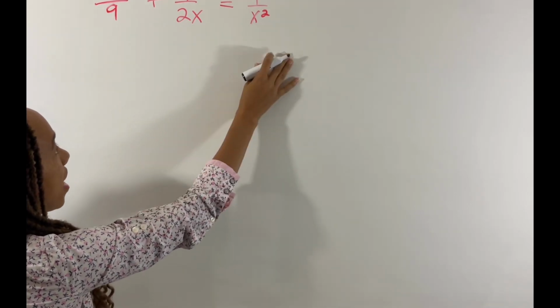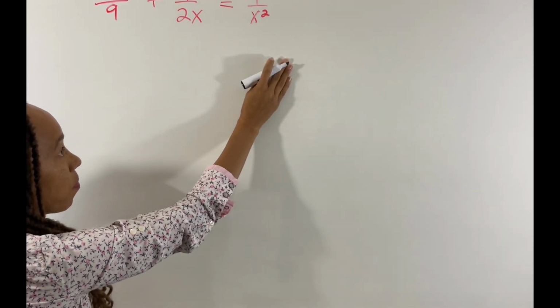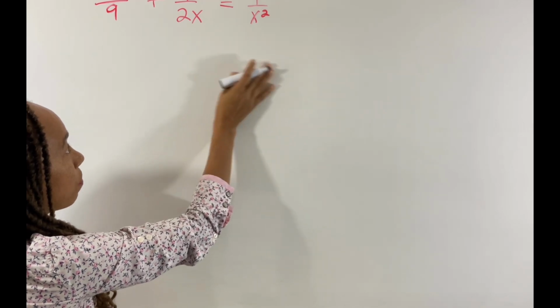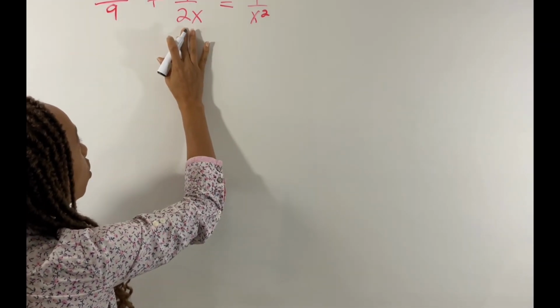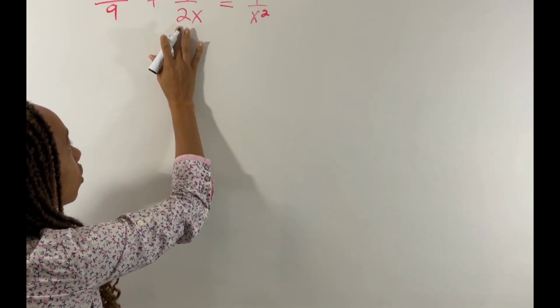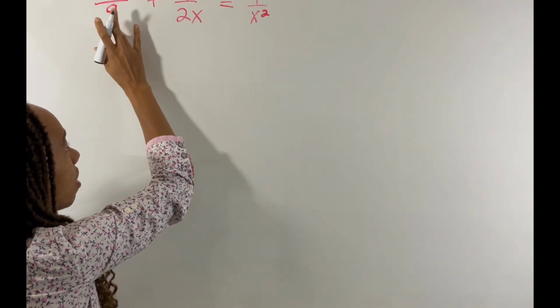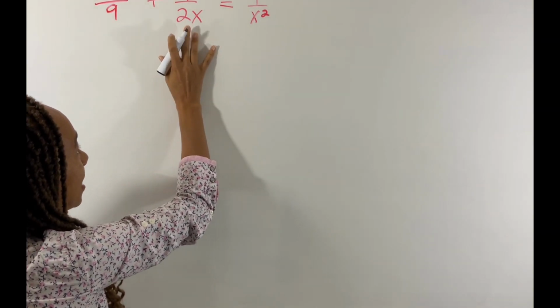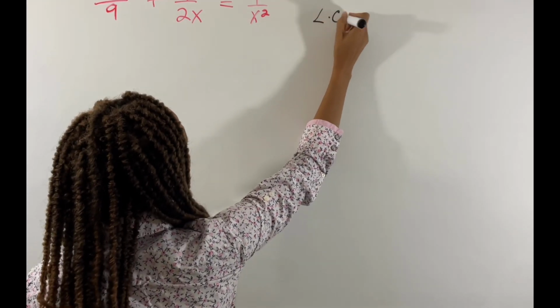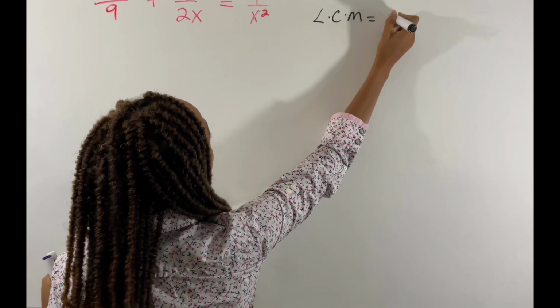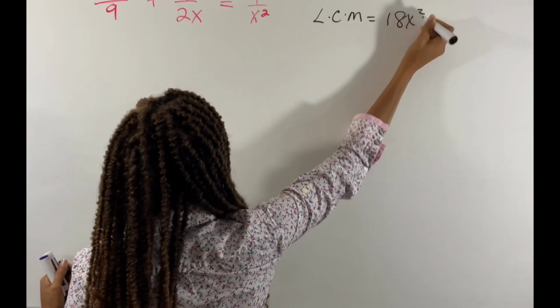So you're going to find the LCM, the least common multiple that all of these can go into. You have a 9 here, you have a 2. Multiply the 9 times 2 because the 2 cannot go into 9, so that will give you 18. And then you have an x here, but you also have x to the second power. So this LCM we're going to use is going to be 18x to the second power.